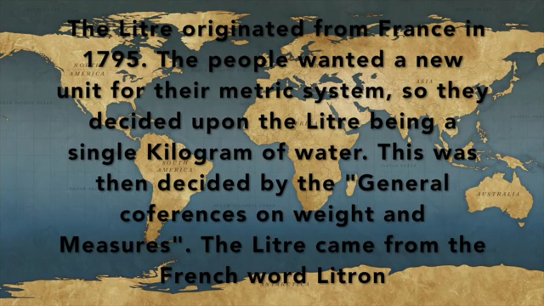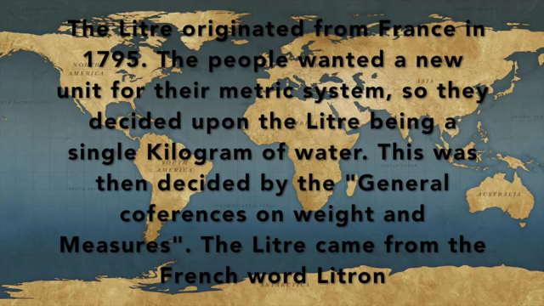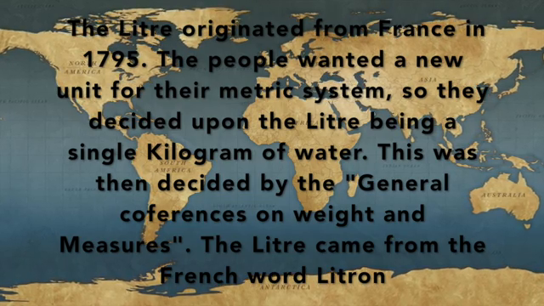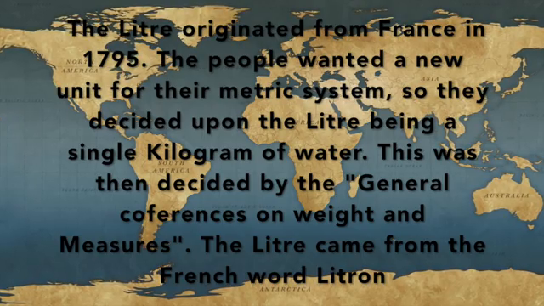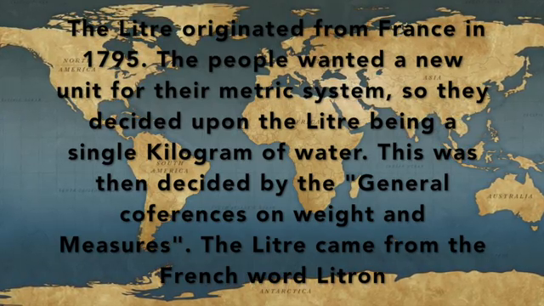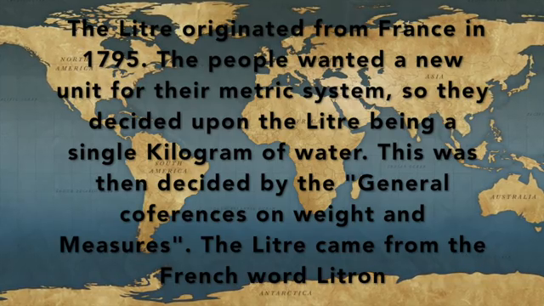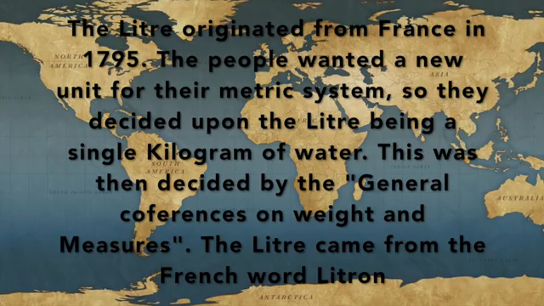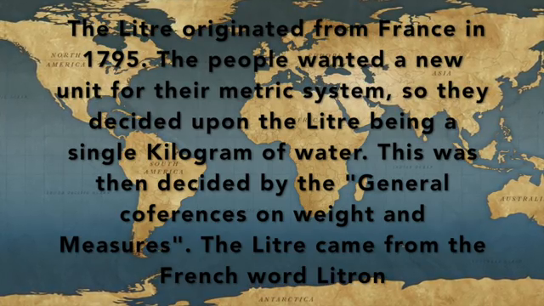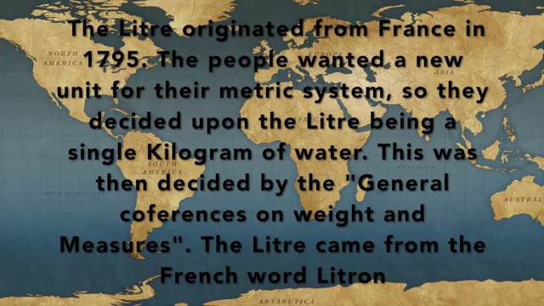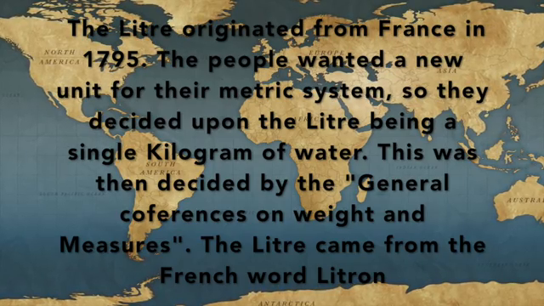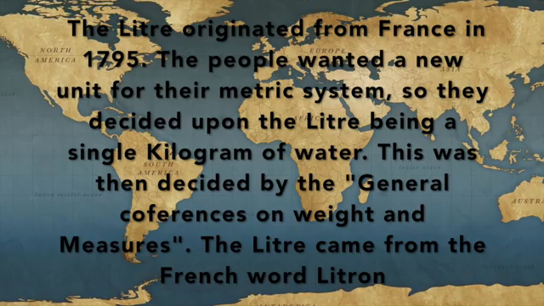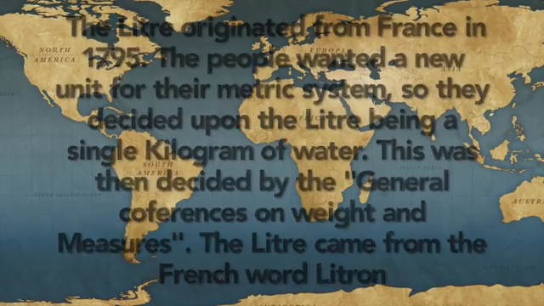The liter originated from France, from the French metric system. But why? Because the people wanted to have a new metric system for themselves. So they decided upon the liter being a single kilogram of water. By their 16th meeting, the General Conference on Weights and Measures decided that the liter would be 1 kilogram of water, and so they designated the letter L to it, which is actually kind of cool.